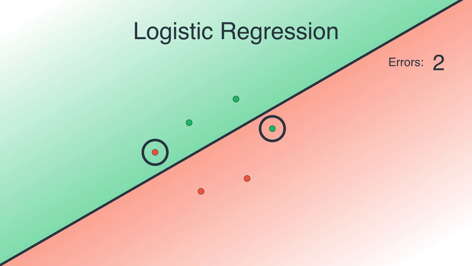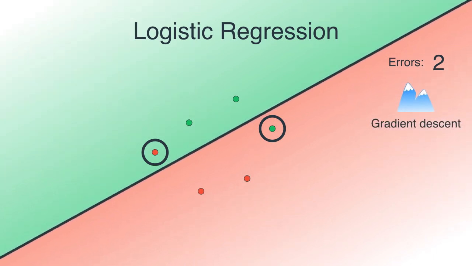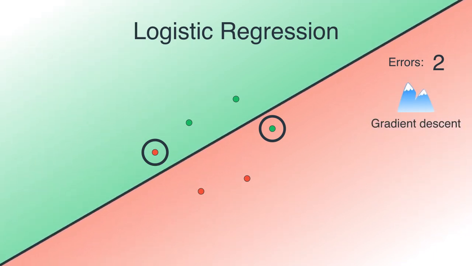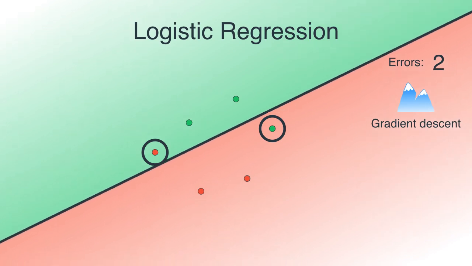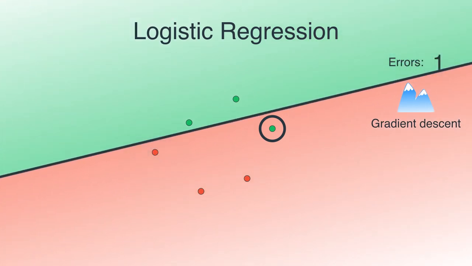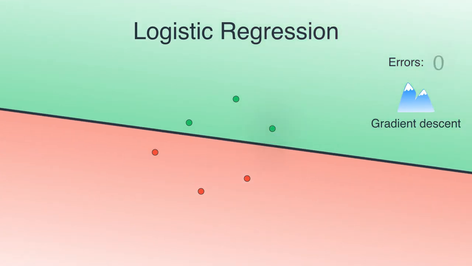So again, like with linear regression, what we'll do is move the line around and try to minimize the number of errors using gradient descent. So if we move the line a bit in this direction, we can see that we start correctly classifying one of the points, bringing down the number of errors to 1. And if we move it a little more, we will correctly classify the other one of the points, bringing down the number of errors to 0.